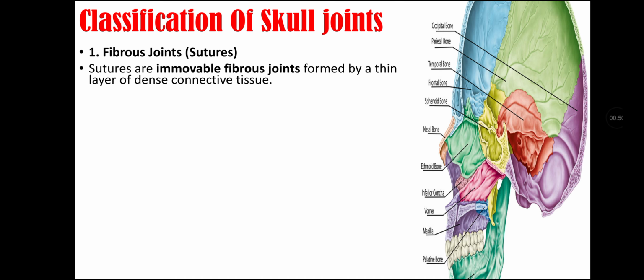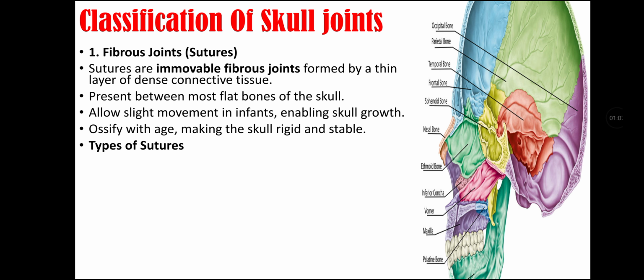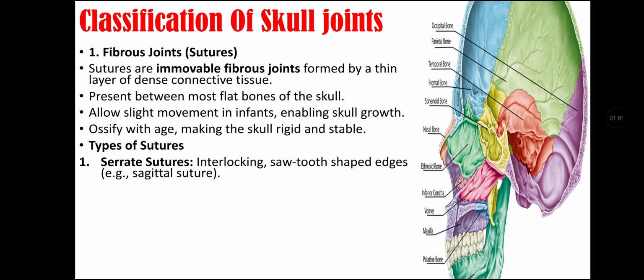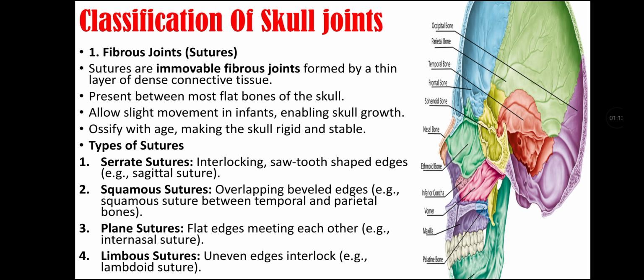Fibrous joints of skull that are also called as sutures. They are immovable fibrous joints that are formed by thin layer of dense connective tissue. It is present between most flat bones of the skull. It allows slight movement in infants, enabling skull growth. It ossifies with age, making the skull rigid and stable. Types of sutures include serrate sutures, squamous sutures, plain sutures, and limbus sutures.